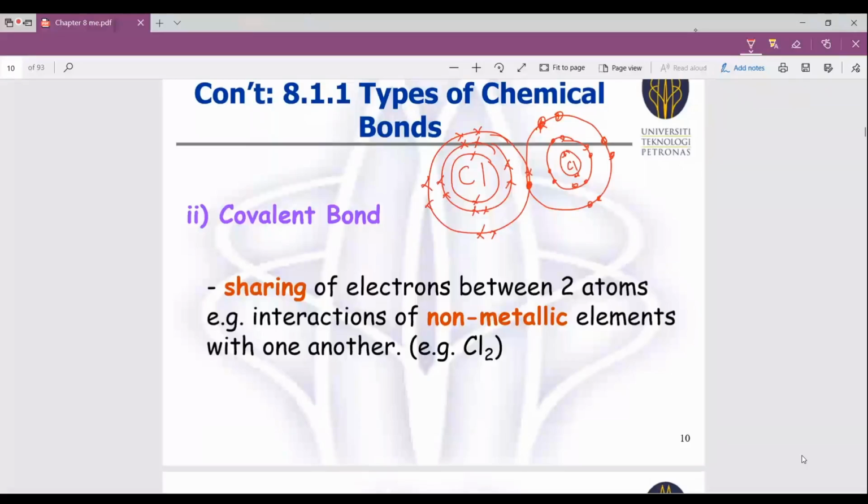Wait, so metal and complex, these are examples of metallic bonds? Yeah, CuCN. So, what's CN? CN is cyanide. Cyanide? Cyanide. Cyanide, very, very bad for health. CN minus.